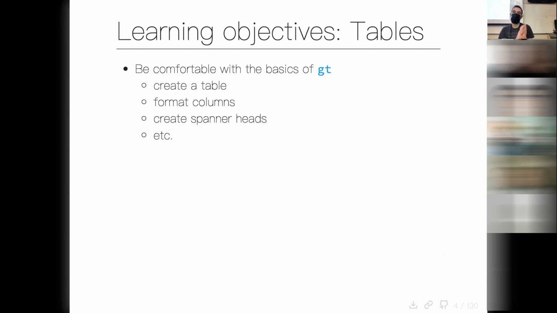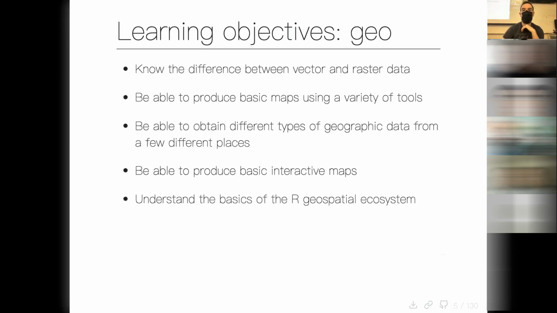For tables, we have two separate learning objectives. The main learning objective is to be comfortable with the basics of GT. So you should be able to create a table. We will create tables today together, format columns, create spanner heads, etc. And then for geo, we'll go over this more when we get there, but basically understanding the difference between vector and raster data.